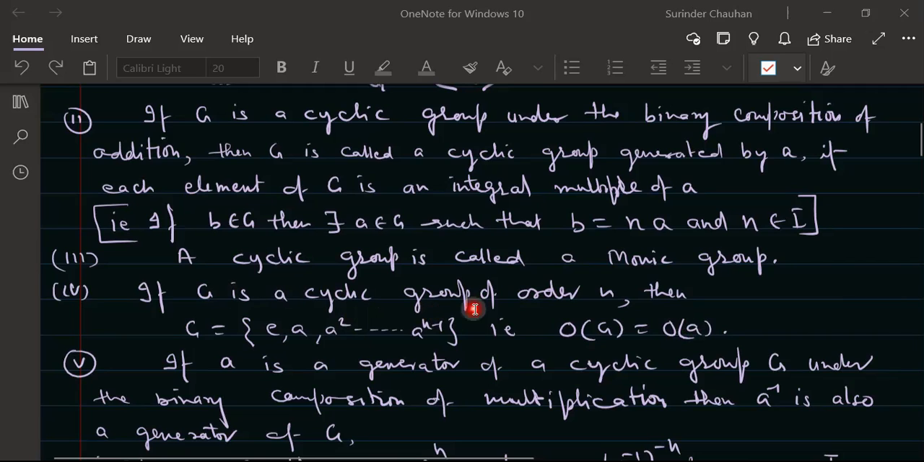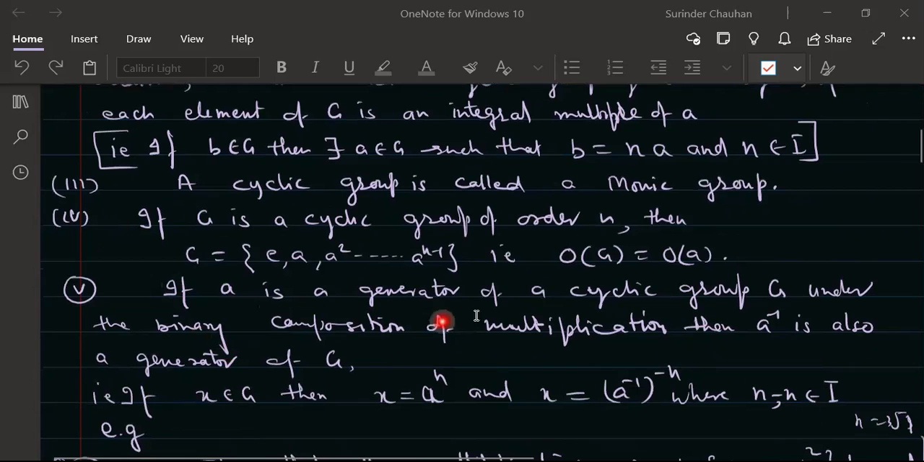If G is a cyclic group of order n, then G will have how many elements? n elements. In that case, the order of the group and the order of the generator both will be the same. In a cyclic group, the order of the generator will be equal to the order of the group. This always holds.